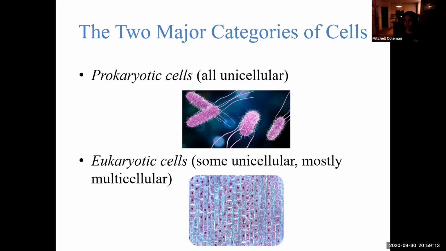For example, we are eukaryotic organisms. All of our cells, with the exception of our gut microbiome, which is a whole other story, our actual bodies, our skin, our hair, our blood, all of that is eukaryotic in terms of their cellular structure. So prokaryotic, which are all unicellular, and eukaryotic, which are mostly multicellular, some unicellular.